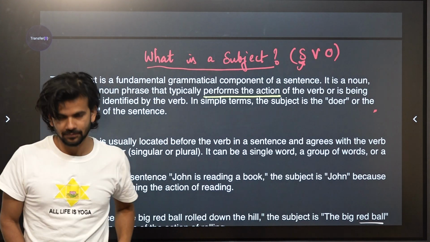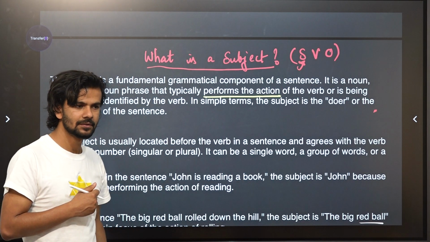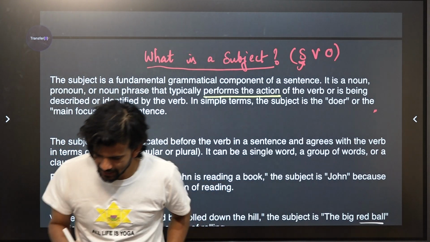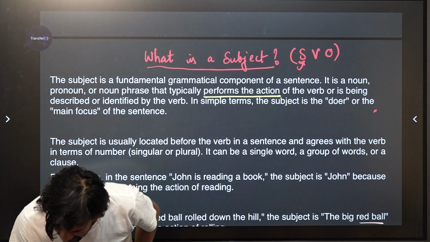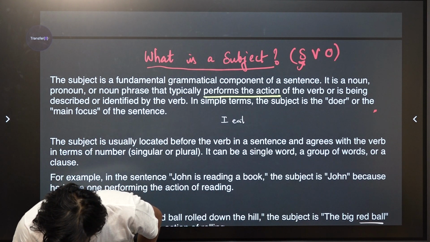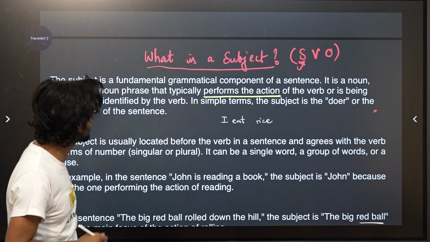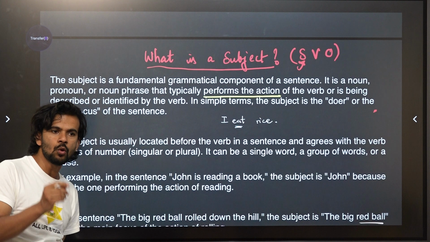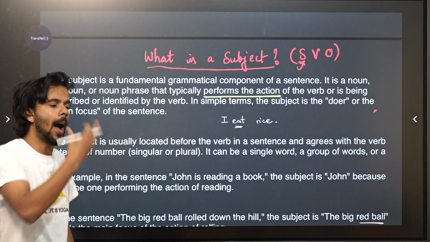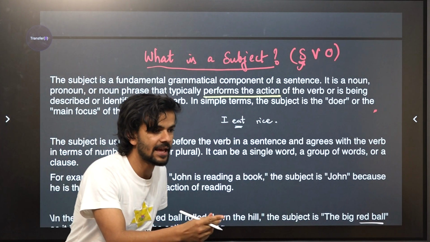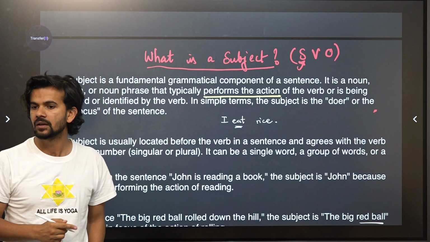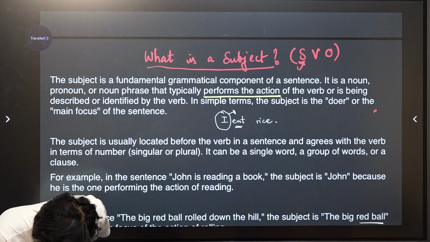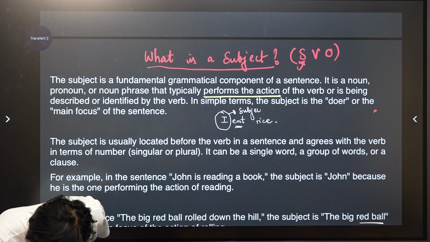For example, I eat rice. What's the action? Eat is the action. I eat rice, right? Eat is the action. And the one who performs eating, the one who does it, who is doing that? I is doing that. Therefore, I is called the subject.